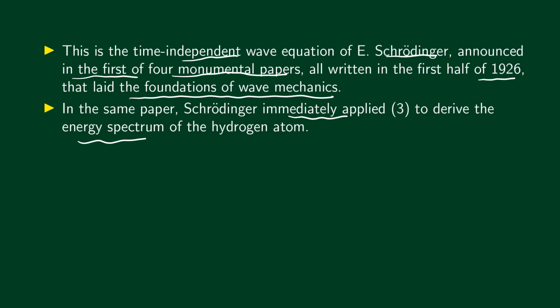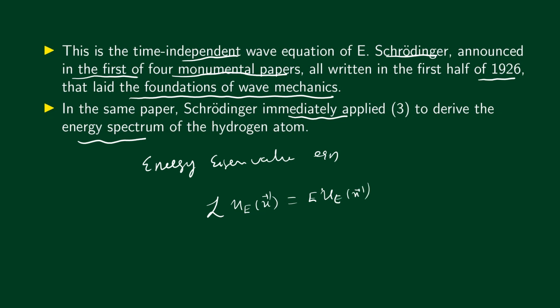So this time independent wave equation is actually an energy eigenvalue equation. We have got a differential operator acting on a wave function u_E of x vector prime, which gives you a number multiplied by the same wave function. This is an eigenvalue problem. So what Schrodinger did was that he solved this eigenvalue problem for a particular Hamiltonian. And solving this eigenvalue problem means finding the eigenvalues and the eigenfunctions.